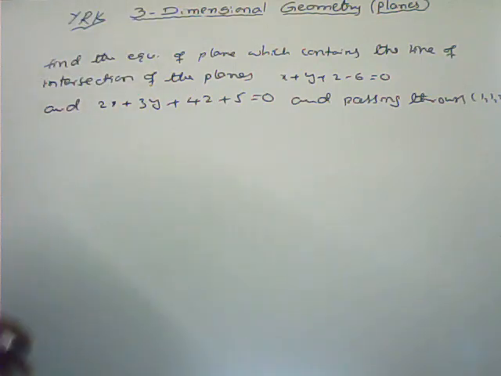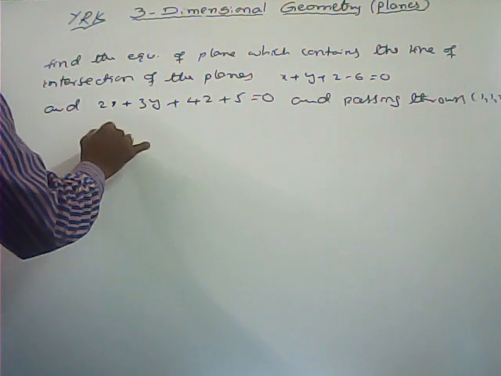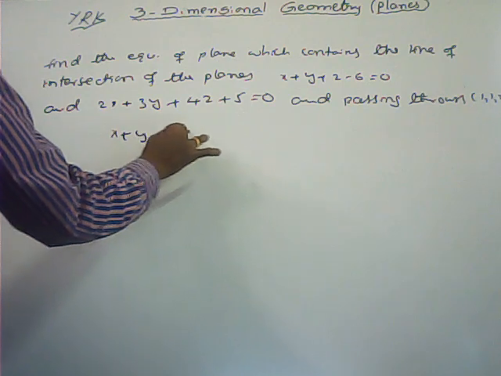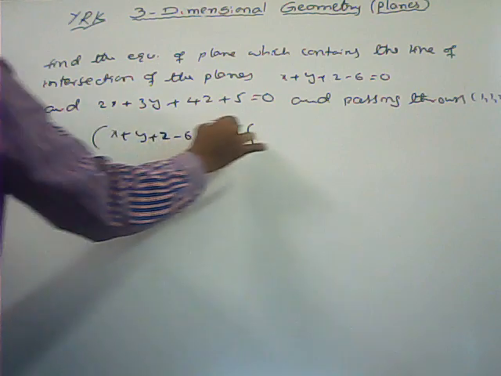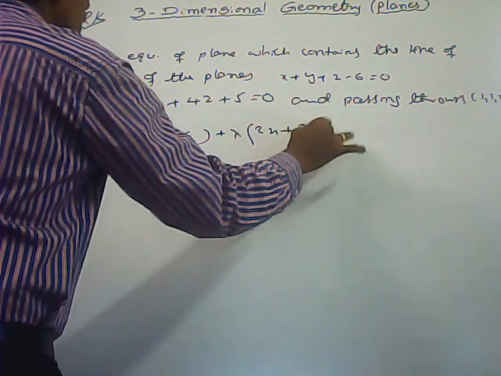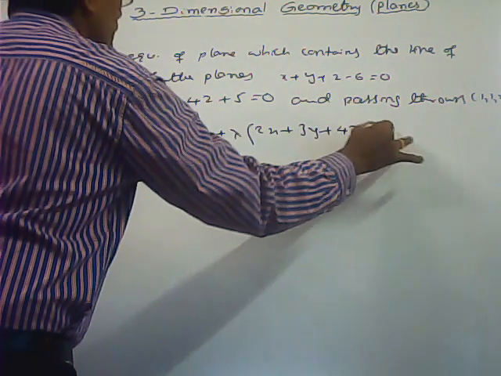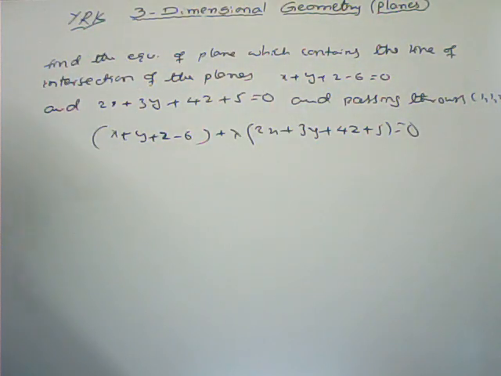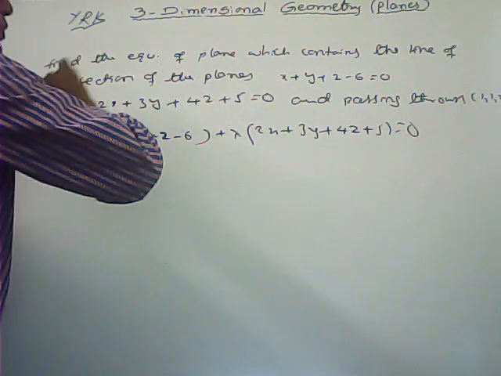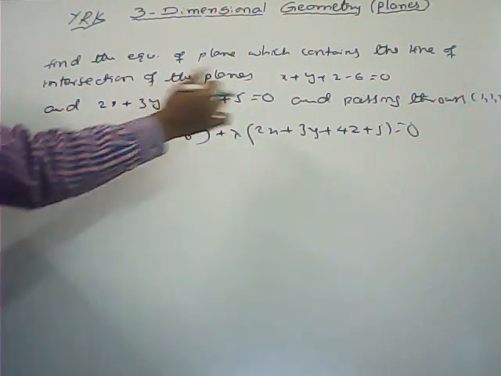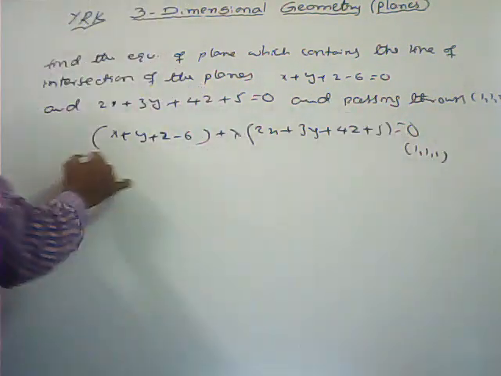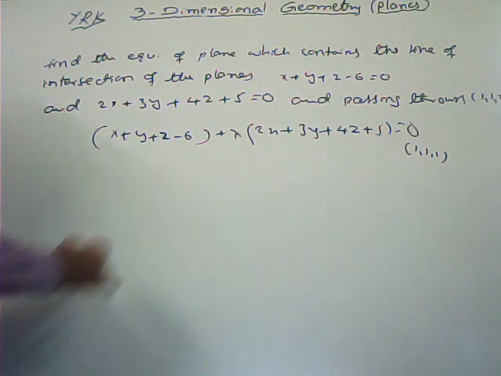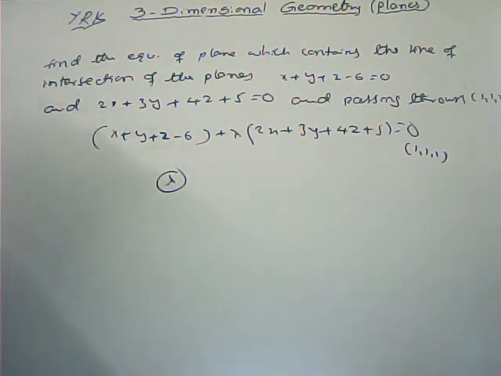So x plus y plus z minus 6 plus lambda into another plane, you can write 2x plus 3y plus 4z plus 5, that is equal to 0. That is the equation of any plane passing through the line of intersection of the given two planes only. How to get the lambda value? One condition should be given. This plane passes through the point (1, 1, 1). In the place of x, y, z you can put 1, 1, 1 and simplify. Here we can get the lambda value.